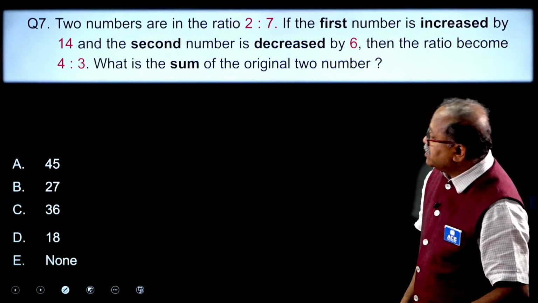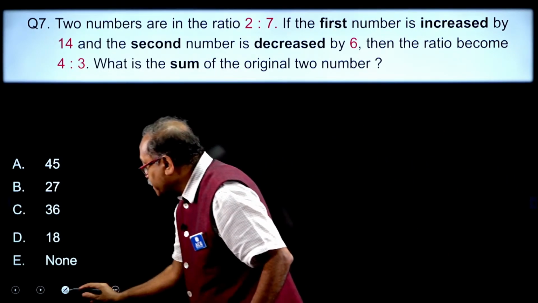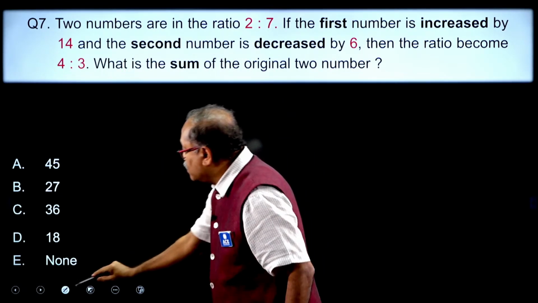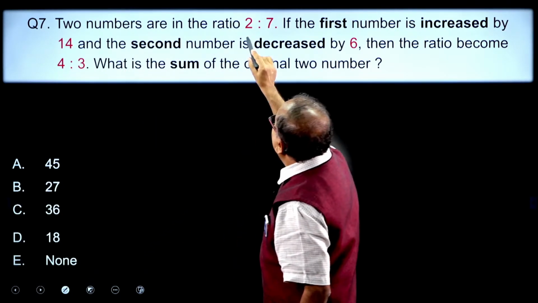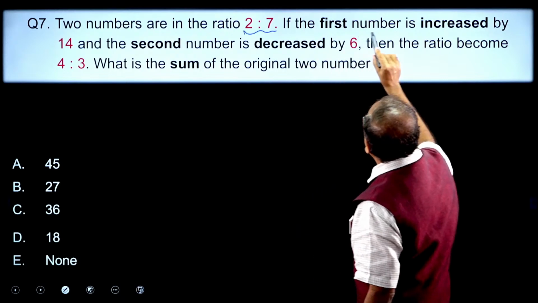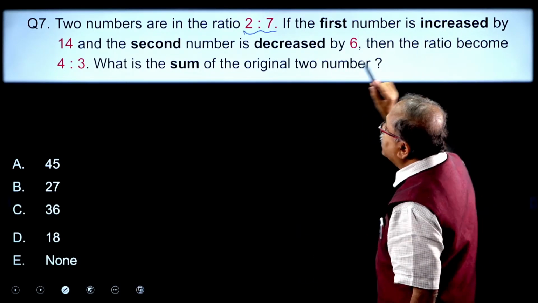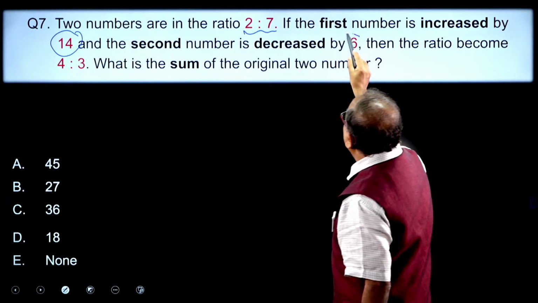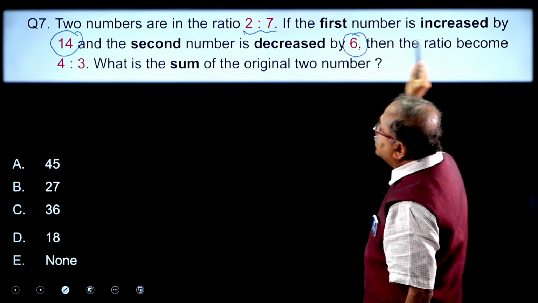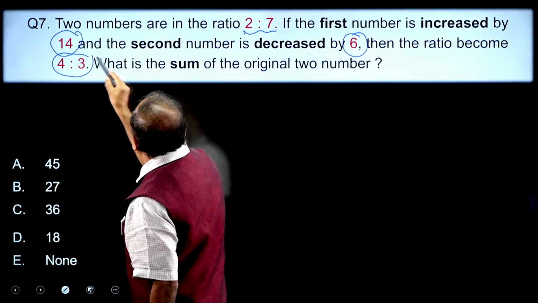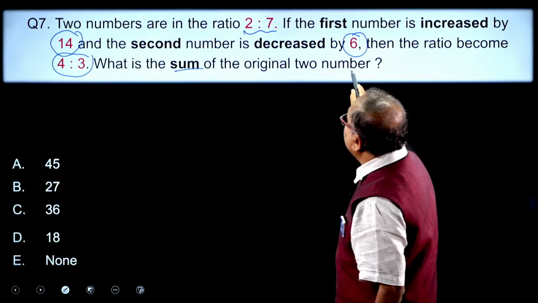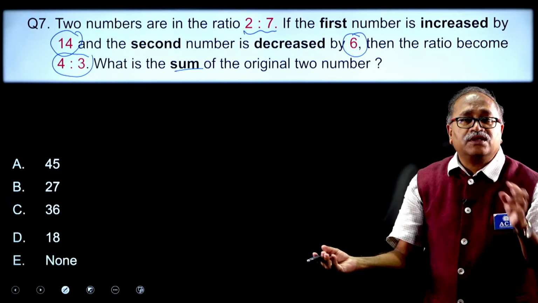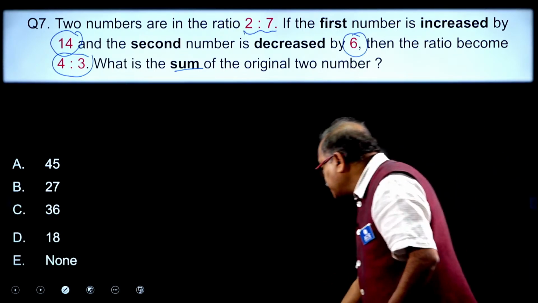Next question on the board is this one. The two numbers are in the ratio of 2:7. If the first number is increased by 14 and the second number is decreased by 6, the ratio becomes 4:3. What is the sum of the original two numbers? A very commonly asked question at the prelim level. Take your 30 seconds, my dear friend.